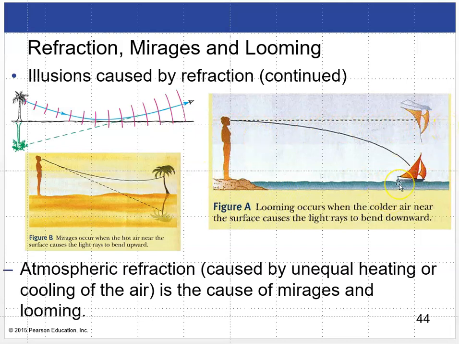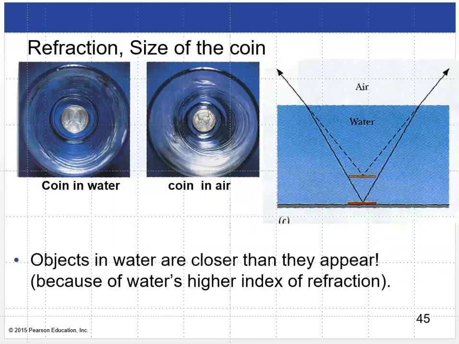Now this is a way that you can actually see over the horizon. So you can picture this curved surface here. The ship might be over here under the horizon, but you can still see it. And that's really weird. I've seen that on the ocean. And that's called looming. And this is caused by the unequal heating or cooling of the air, changing the density of the air and the index of refraction of air.